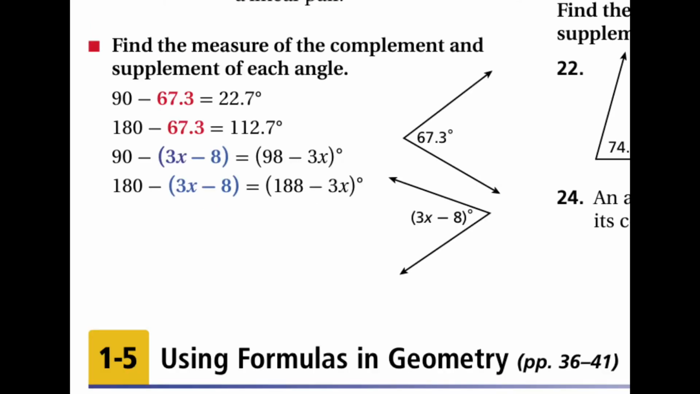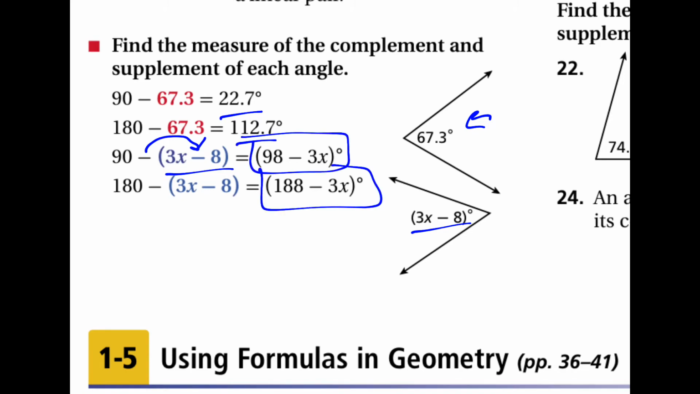To find the measure of the complement and supplement of these angles, we just take 90 minus or 180 minus. When we have actual numbers, we can get a direct answer. However, when we have a variable, we just subtract that expression. Remember to distribute the negative, and this turns out to be 98 minus 3x and 188 minus 3x.